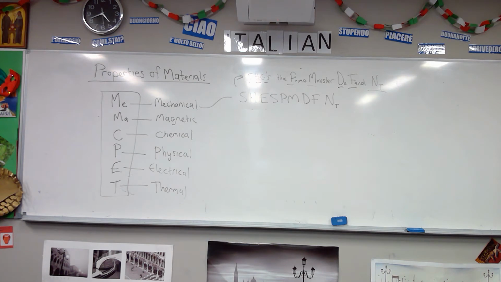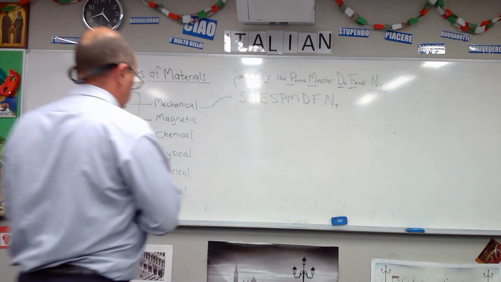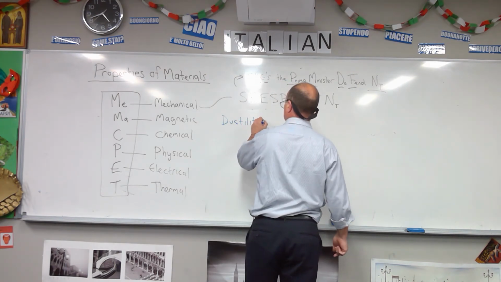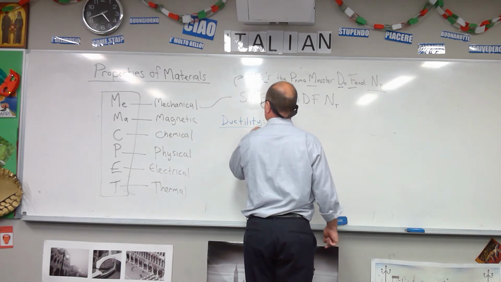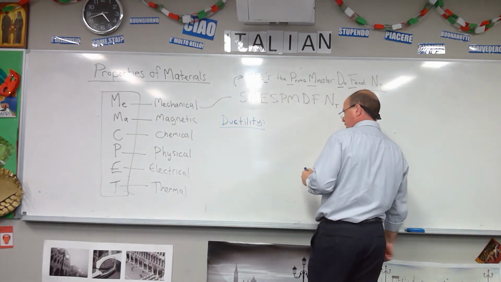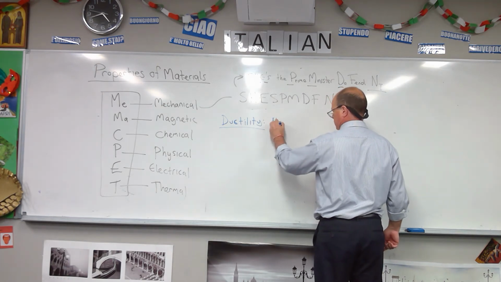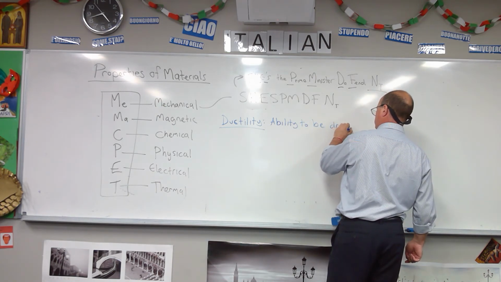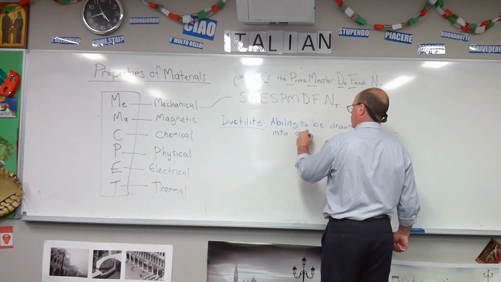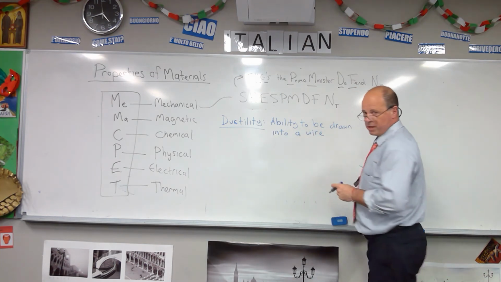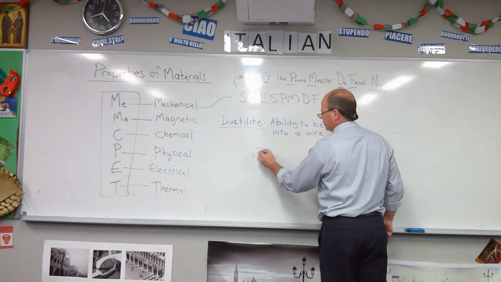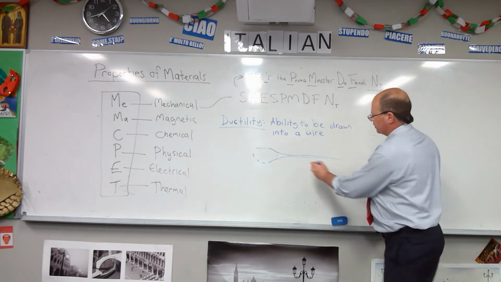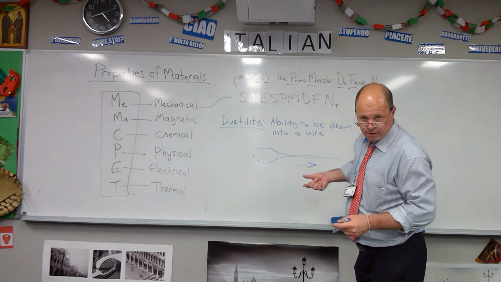Okay, that last three are this D here, which is ductility. Now, most often ductility, D-U-C-T-I-L-I-T-Y, is the ability to be drawn into a wire. So usually metals, if we've got a block of material and we start pulling on it, we can pull it so that it becomes a wire, okay? So it can be drawn out into a wire.